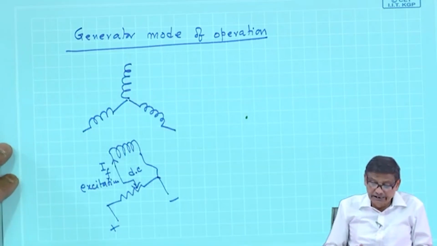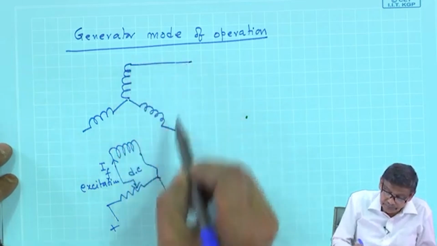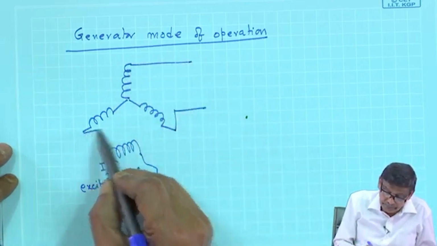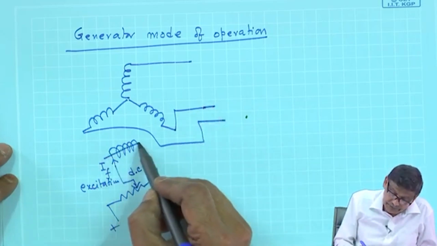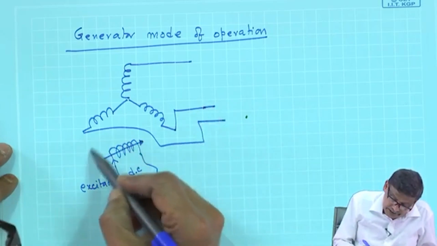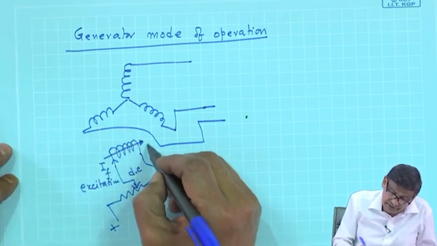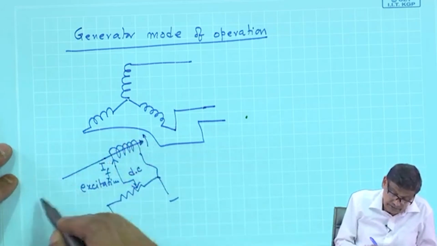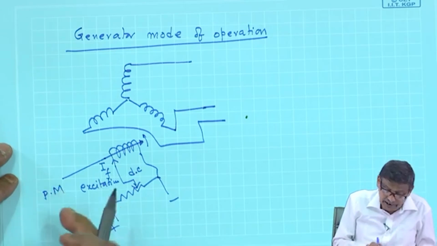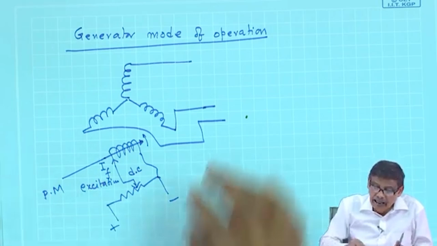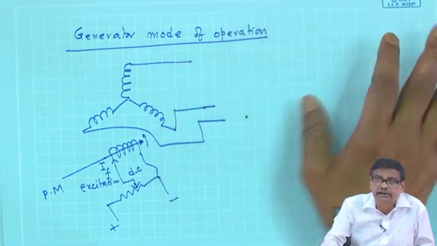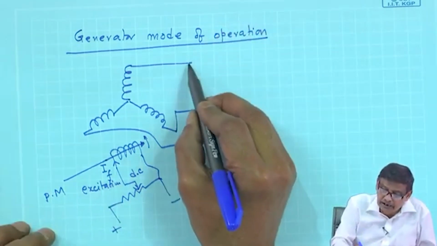Now, if it is a generator mode, and suppose I will run this in the anticlockwise direction, there must be a prime mover. Generator means either a steam turbine or a diesel engine is running the rotor, and suppose these points I have not connected anything. So, stator terminals are open.